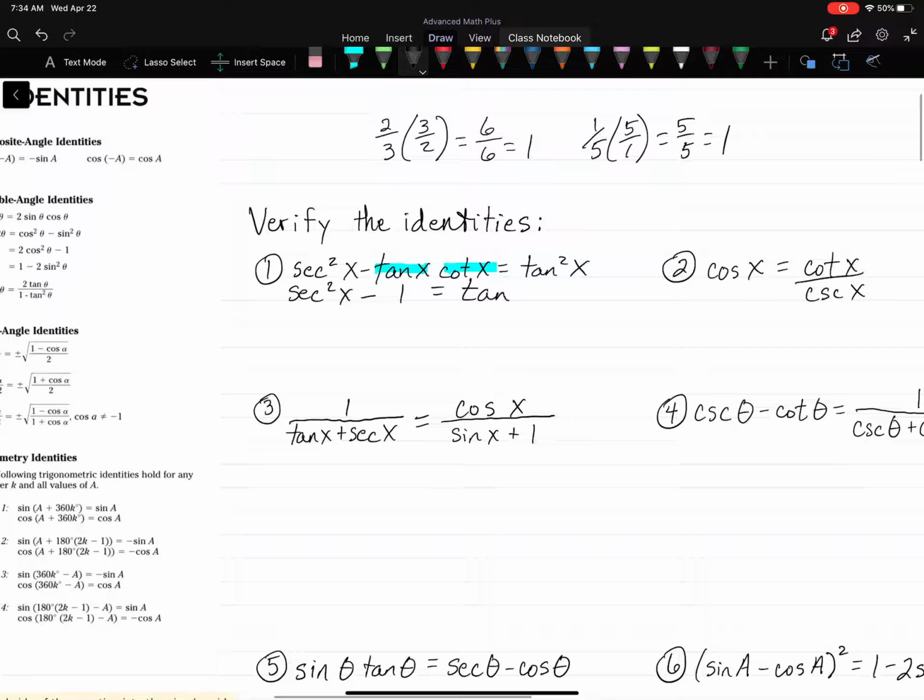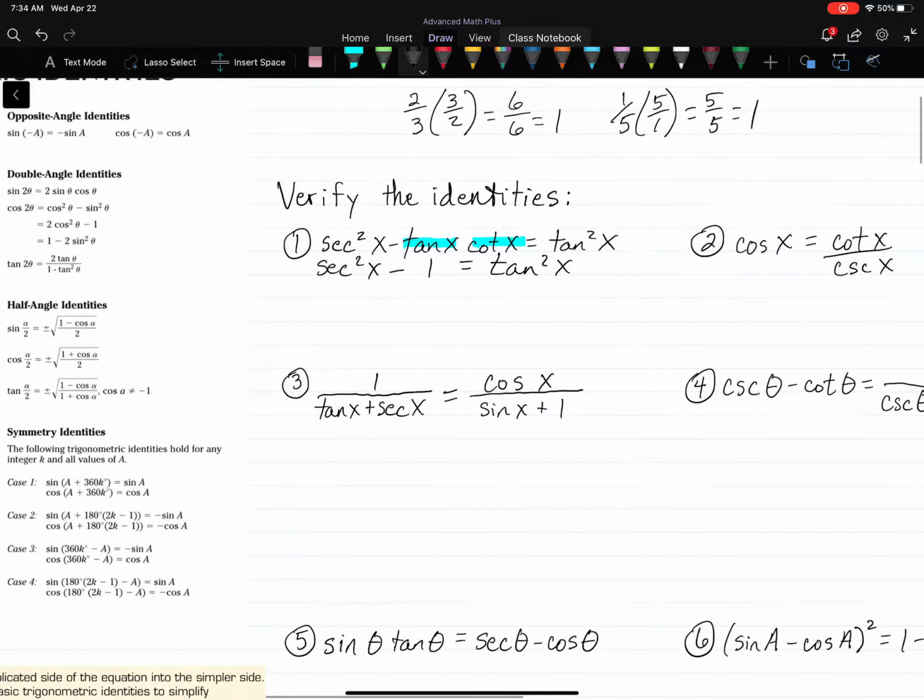So we end up with secant squared x minus 1 equals tangent squared x. Okay? Notice I worked the left side because it was more complicated than the right side. That's one of the suggestions, to work the more complicated side. All right, moving on.